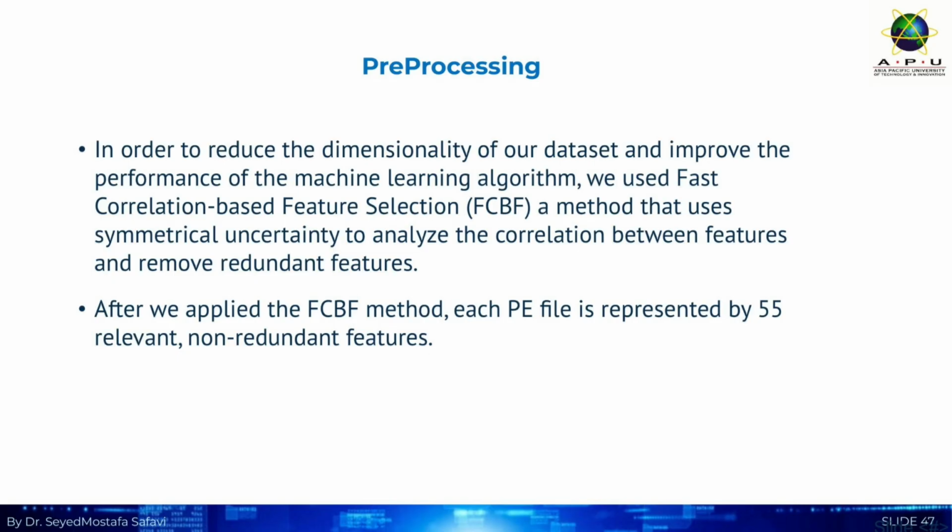Having 191 features is too many. It introduces noise and makes the model slow. We need dimensionality reduction. They used fast correlation-based feature selection, FCBF. This is a clever way to check which features are redundant, giving the same information, and which are most relevant. The result was cutting the feature count from 191 down to a lean 55 features. This step is critical for faster training and better model performance.